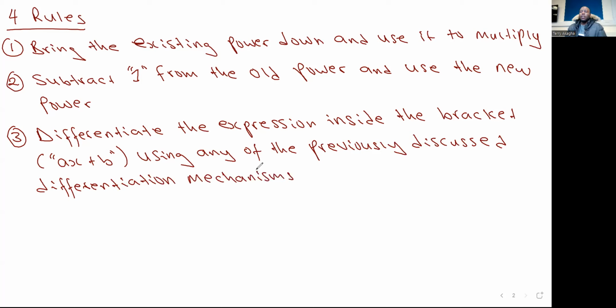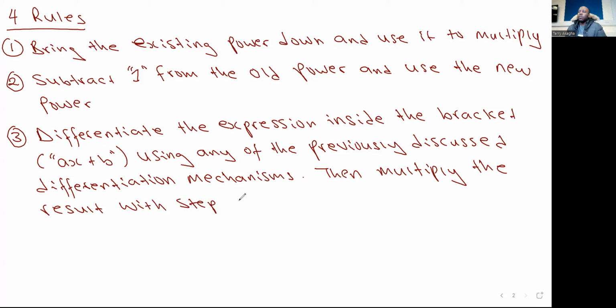Then when you've done that, you multiply the result with step 2. Then number 4, you simplify. All right, so let's solve this now.